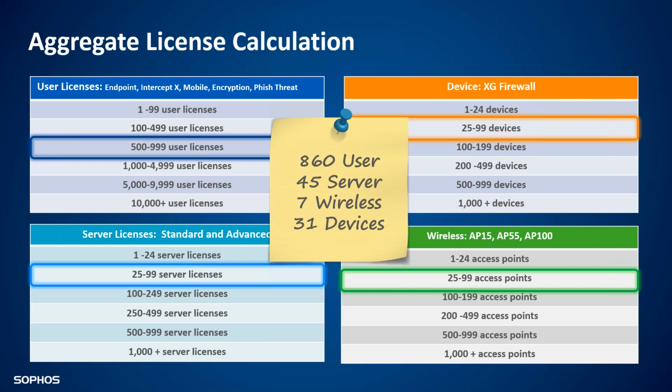As you can imagine, starting off, you're going to start at the 1 to 99 user band, and the 1 to 24 server band, and the 1 to 24 devices band. And then over time, you're going to add more users, servers, devices, etc. And you're going to improve your cost as you grow and add more customers over time. That's a great concept, and that's really nice. However, you're going to experience that fluctuation.